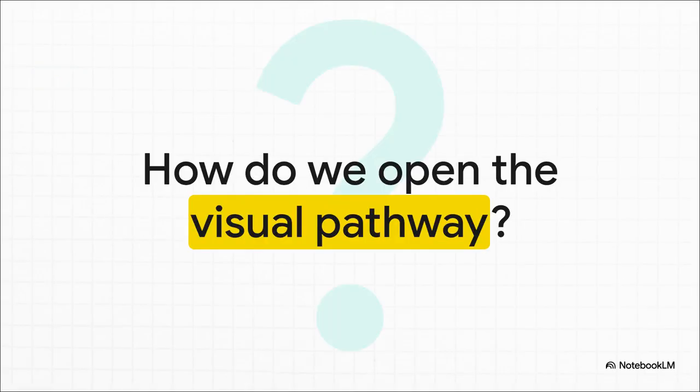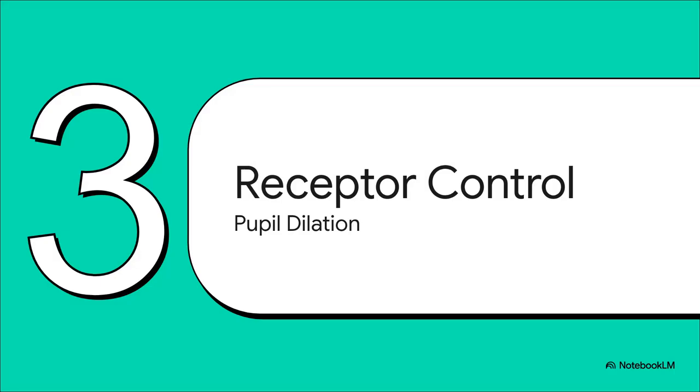So, we've mapped a surface, we've blocked the pain. Now for the ultimate question. How do we open the visual pathway to actually see deep into the back of the eye? Let's find out in part 3, receptor control pupil dilation.